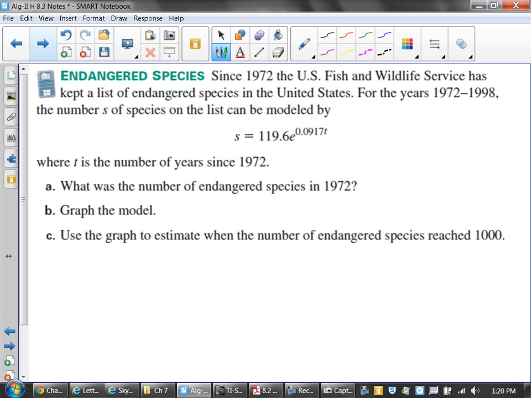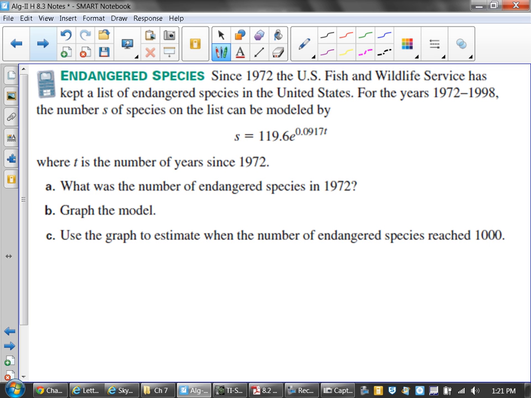So in this case here, they're talking about fish and wildlife, endangered species between 72 and 98. It is modeled by the function s equals 119.6 e to the 0.0917 t, where t is the number of years since 1992. So the first question is, what was the number of endangered species in 72? What's your value of t going to be? 0. That's the initial.